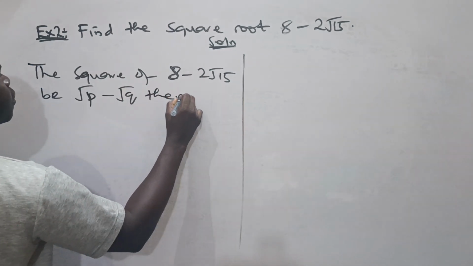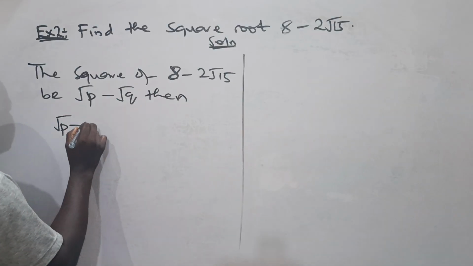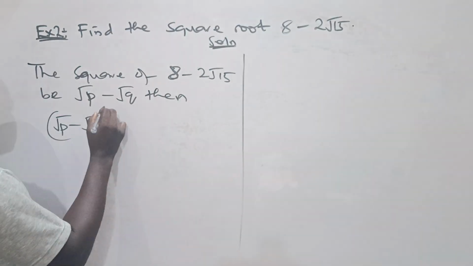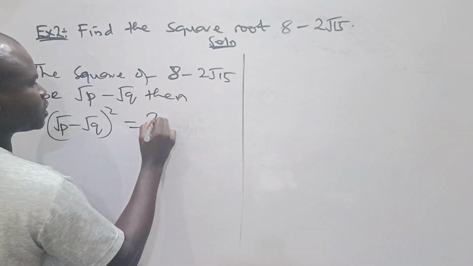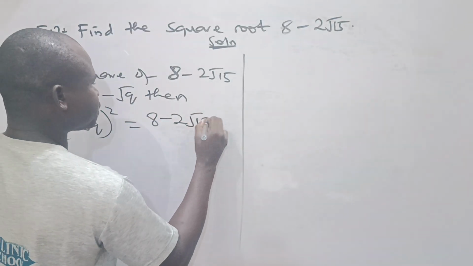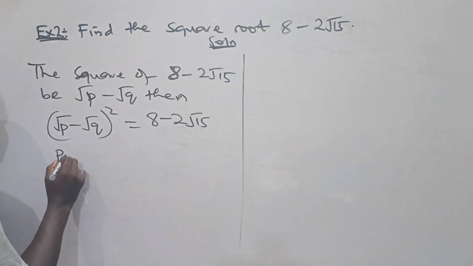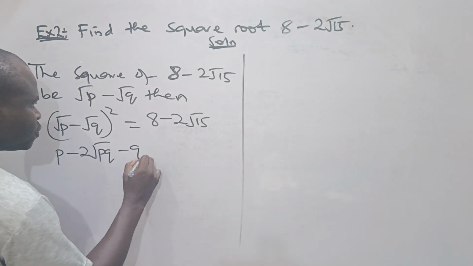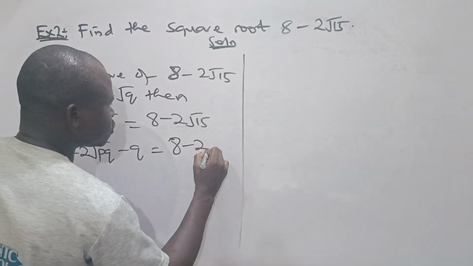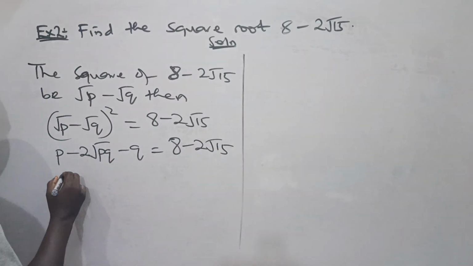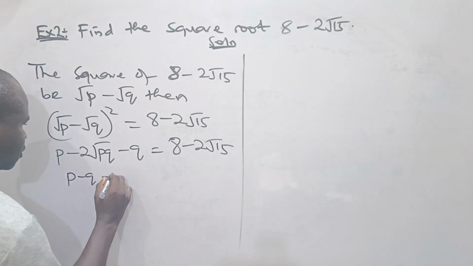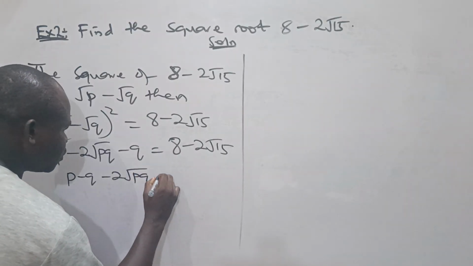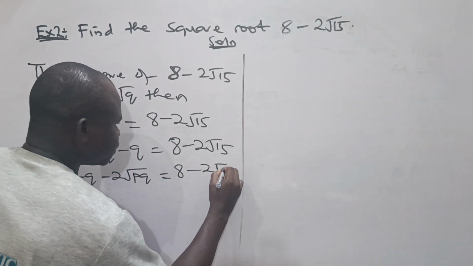Then we are going to have it to be square root of p minus square root of q, all squared, since this is the square root, will give us 8 minus 2 root 15. If I open up here, I'm going to have p minus square root of pq minus q will be equal to 8 minus 2 root 15. So if I collect the like terms, I'll have p minus q minus 2 square root of pq will be equal to 8 minus 2 root 15.